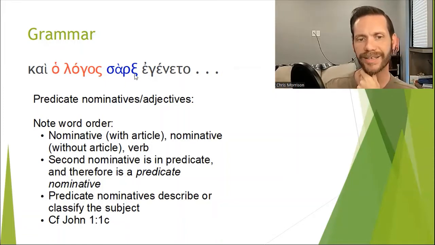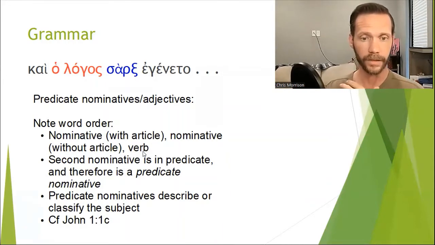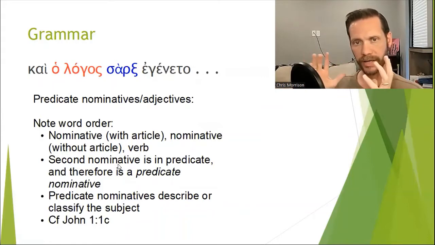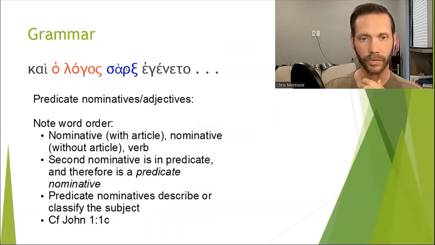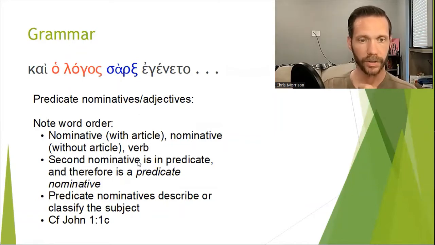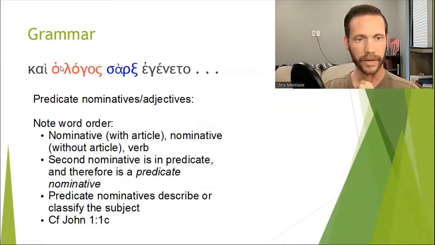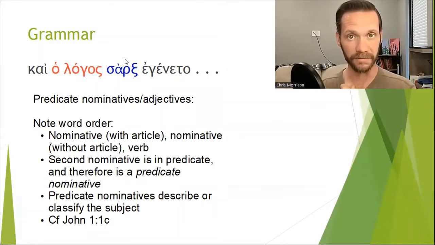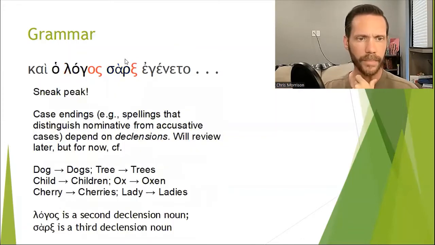So then sarx is a predicate nominative. It's predicate because the predicate, remember, is the verb and all of its modifiers. So egeneto is the verb, sarx is what it became. So sarx describes the subject ho logos. So we would call sarx a predicate nominative. And what this is going to do is name or describe the subject. So ho logos becomes something. What does it become? It becomes flesh. So once again, compare this to John 1:1c, which I've already mentioned to you.